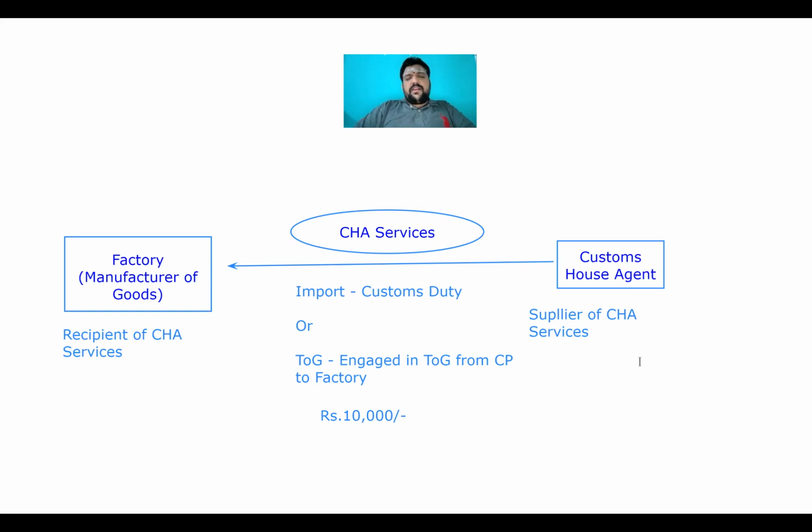Now, CHA has used third party services and supplied some transportation of goods service or hiring of motor vehicle or paying the customs duty, which all need to be reimbursed. Now, when factory reimburses this amount, factory knows that they are not paying to the supplier of the service, they are paying to a recipient who they have authorized to make payment.